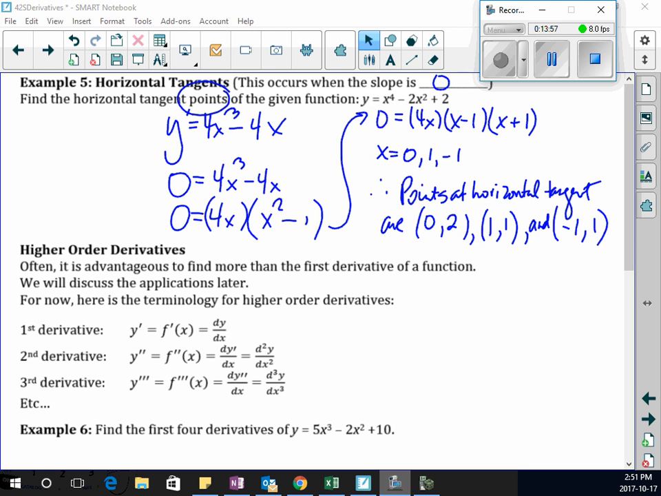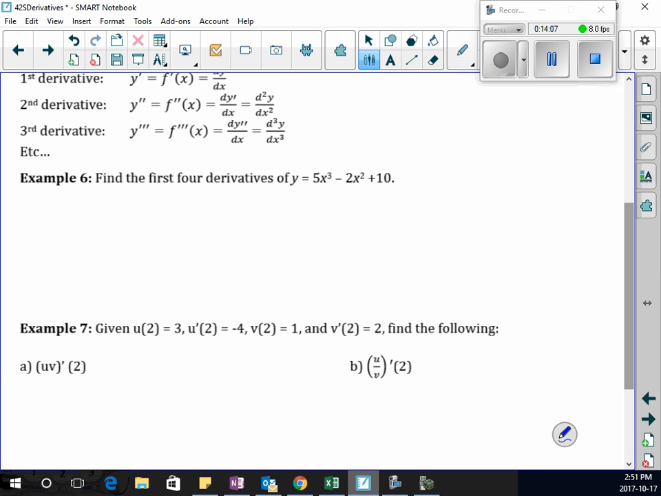So, higher order derivatives is basically just finding the derivative over and over and over again. So, we are going to find the derivative of this 4 times. So what's y prime equal to? 15x squared minus 4x. What's y double prime? Meaning find the derivative of that. 30x minus 4. Because the 2 gets multiplied by the 15 and then you subtract 1.